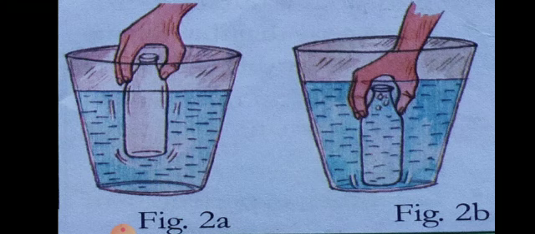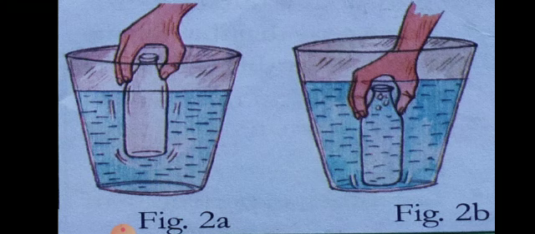How do you know whether something came out or not? Yes, we can see the air inside the bottle coming out in the form of bubbles. You can see in figure 2b that the bubbles are coming out. So the air that is present in the empty bottle is now moving out of the bottle. Now in the place of air, the water is going inside it.